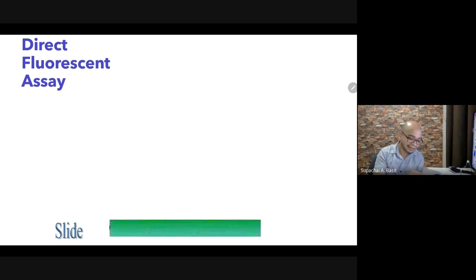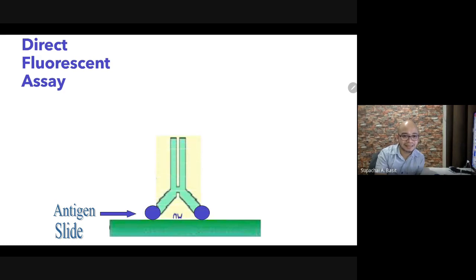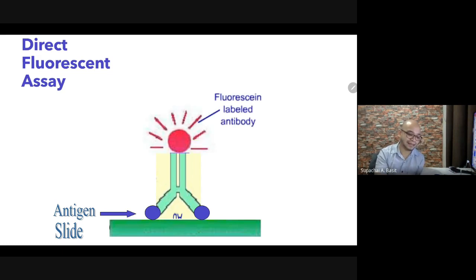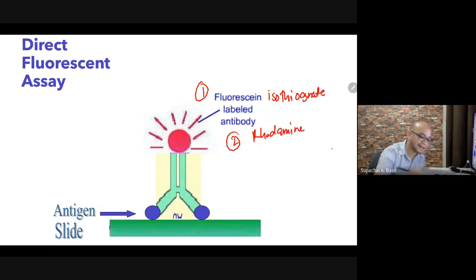So in the slide, which serves as the solid phase, so you place an antigen here, and then you add fluorescent labeled antibody. Okay, so what are the fluorescent dyes that you can use? So you can use fluorescein dye, or you can use fluorescent isothiocyanate, or you can use a rhodamine dye. So there are several examples of fluorescent compounds that you can use in the fluorescent assay.